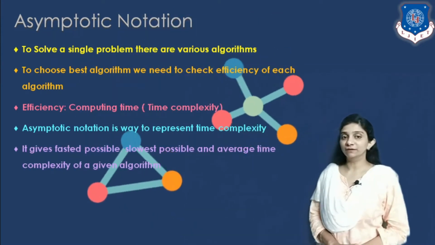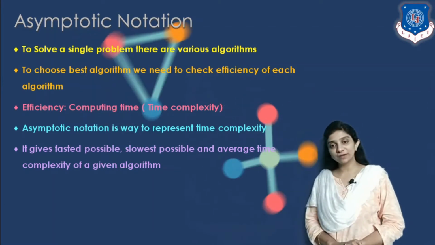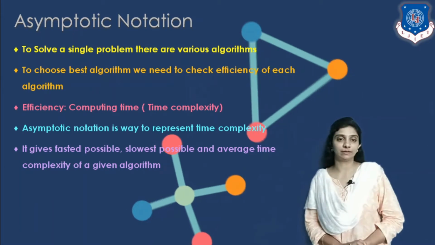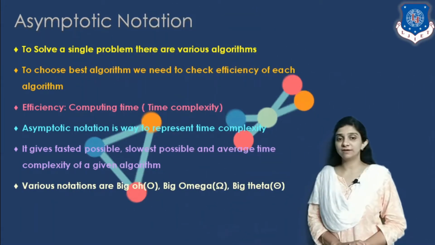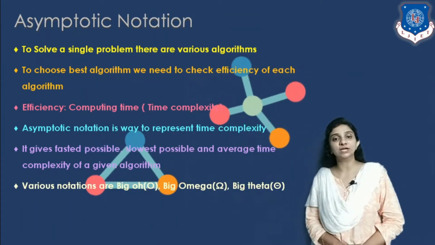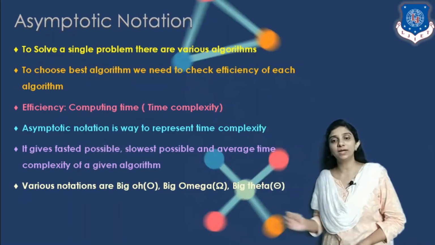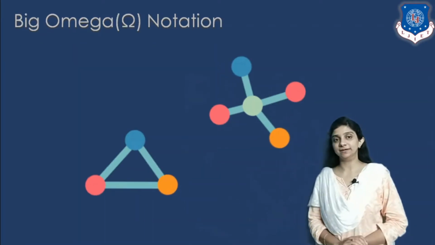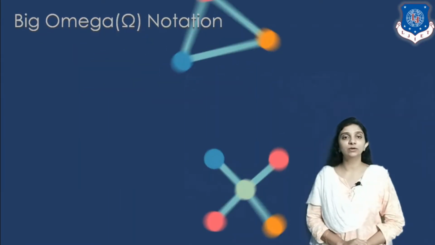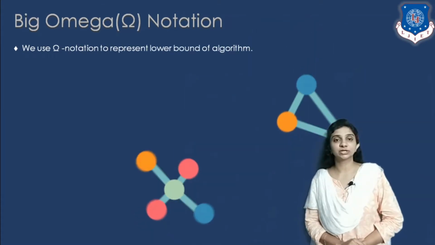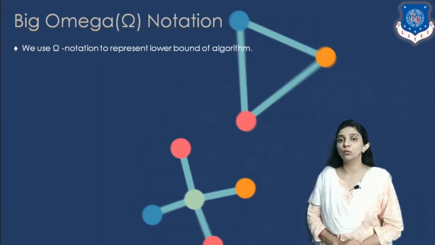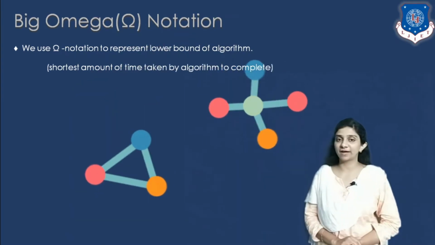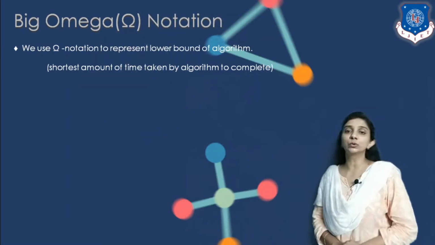Asymptotic notation gives us the fastest possible, slowest possible and average time complexity of any algorithm. So we use various notations inside asymptotic notation, like big O, big omega and big theta. Let us look into them in detail, starting with big omega notation. Big omega notation is used to represent the lower bound of an algorithm. It denotes the shortest amount of time taken by the algorithm to complete.